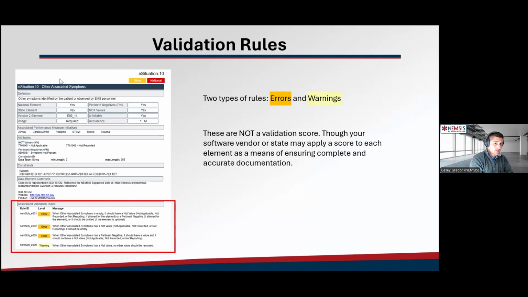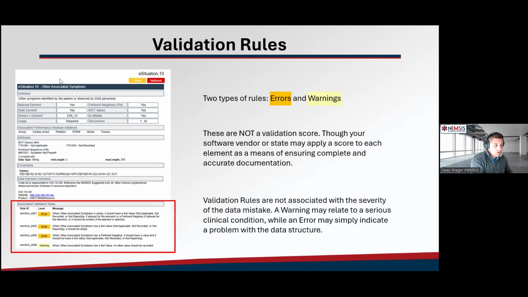Your software vendor or your state might assign a score to each element, which might be visible in your EPCR when you're documenting, just to help make sure that you get a complete and quality EPCR completed. However, the NEMSIS standard doesn't apply a score. You just have the errors and warnings, and these just help to kind of tie elements together, make sure the data structure is correct, and different things like that.